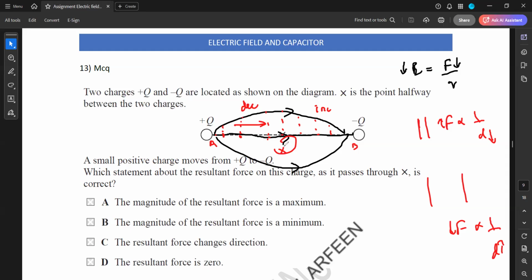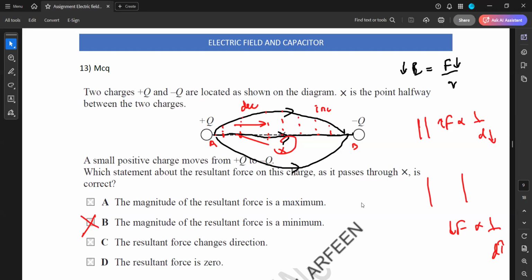So what about the resultant force at point X? The resultant force at point X will be minimum. It will not be zero, it will decrease, so it will be minimum. And what about the direction? The direction of the electric field, as you can see, the resultant direction remains the same. That's why the direction is not changing, and the resultant force is not zero as well.